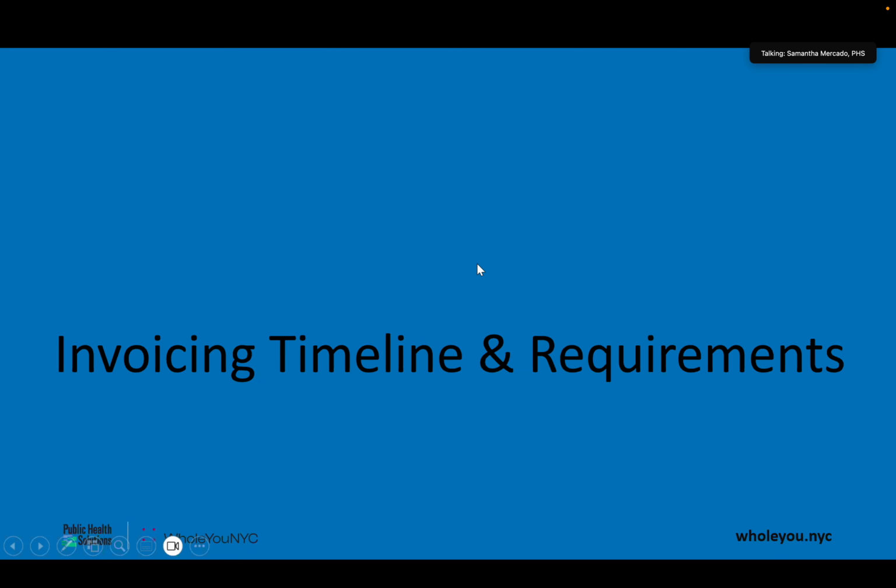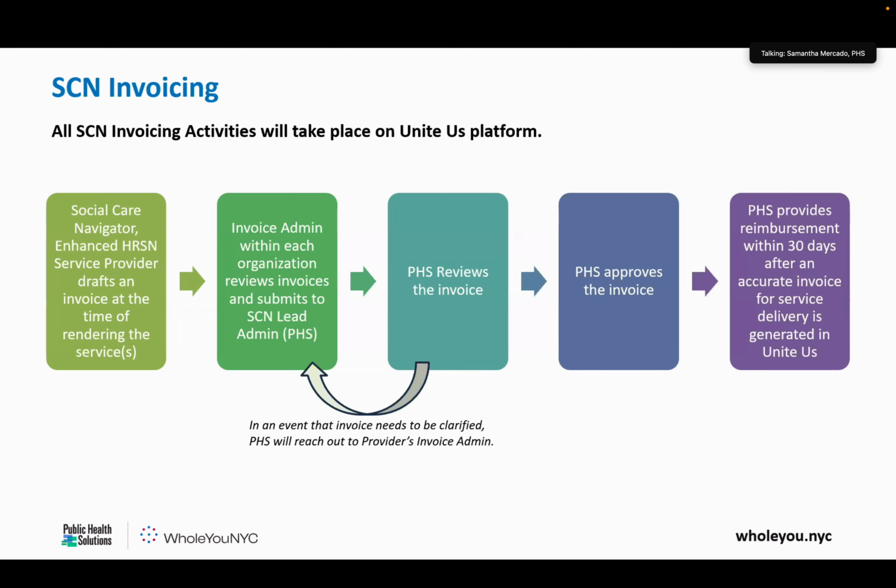So getting into the specifics about invoicing timelines and requirements for each of those stages that we just went over. This is an overview of all the invoicing activities. All these do take place on the Unitas platform. We start off with the Social Care Navigator and Enhanced HRSN Service Provider drafting an invoice at the time that services are rendered. You'll notice that we don't have screening in that little rectangle, and that's because screening is automatic. So we don't have that step of drafting the invoice.